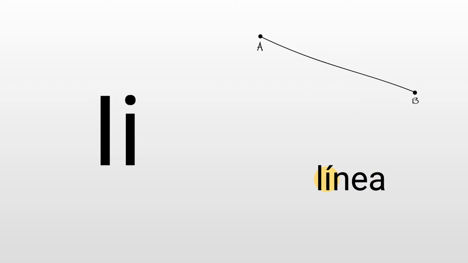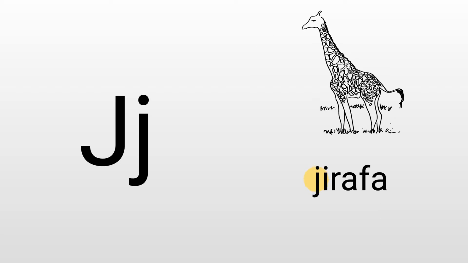I, as in Italia or línea, sounds like the double E in English, but it's a bit shorter, as in ski, or as the E in she. J, as in jirafa, sounds similar to H in English in words like home or hippo.